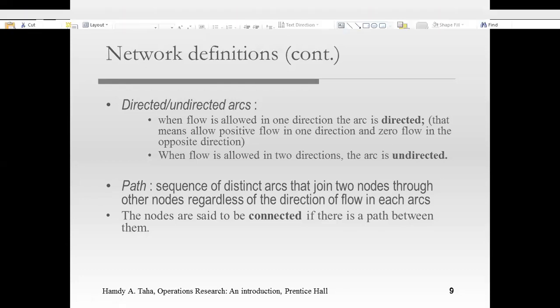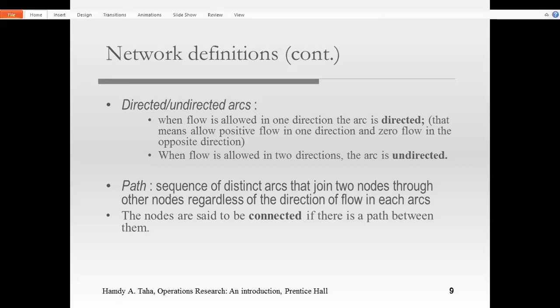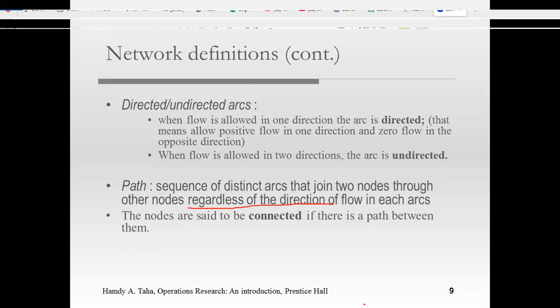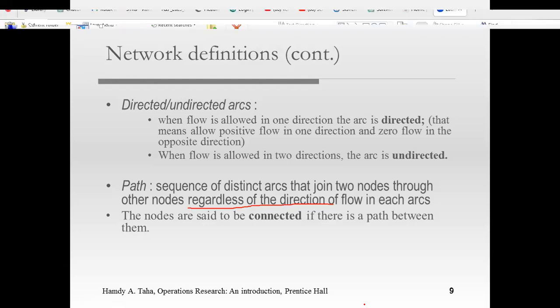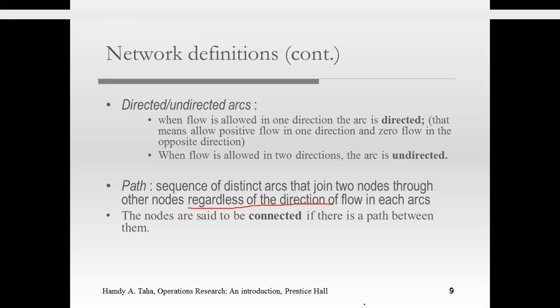And the next is path. A path refers to a sequence of distinct arcs that join two nodes through other nodes, regardless of the direction of flow in each arc. Actually, a path is similar to arcs, but the difference is that we ignore the direction. As long as there is a line connecting one node to another node, that is a path, whether the arcs are directed or undirected. We don't care about that. Nodes are said to be connected if there is a path between them.